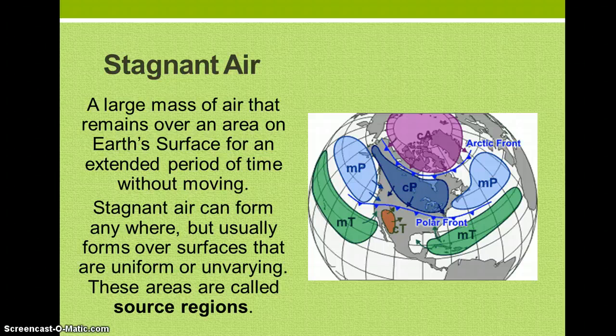So sometimes we have a large mass of air that remains over an area for an extended period of time without moving. We call this stagnant air. Stagnant air can form anywhere, but it usually forms over surfaces that are uniform or unvarying and contain few mountains. These areas are called source regions.